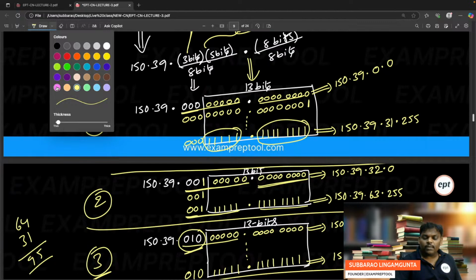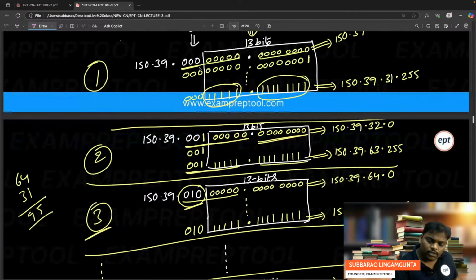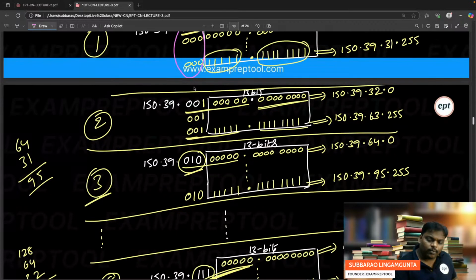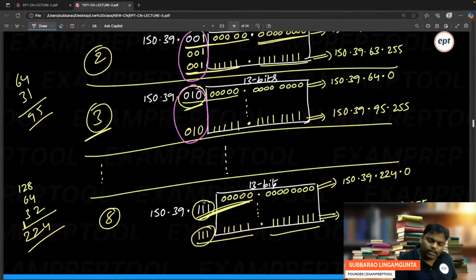The important thing here is, the subnet part is 3 bits. Remember, all these have 3 bits: 000, 001, 010, and so on up to 111. So please be careful, everyone.